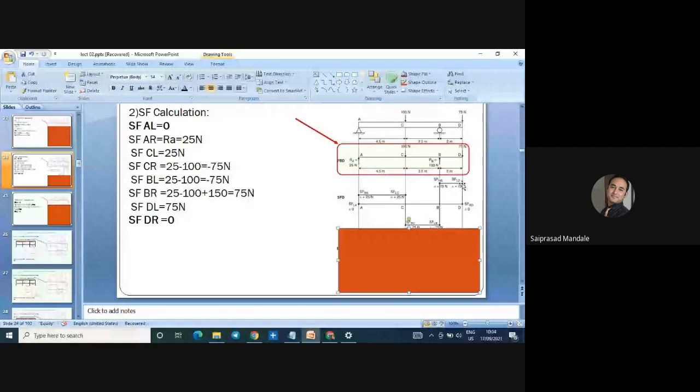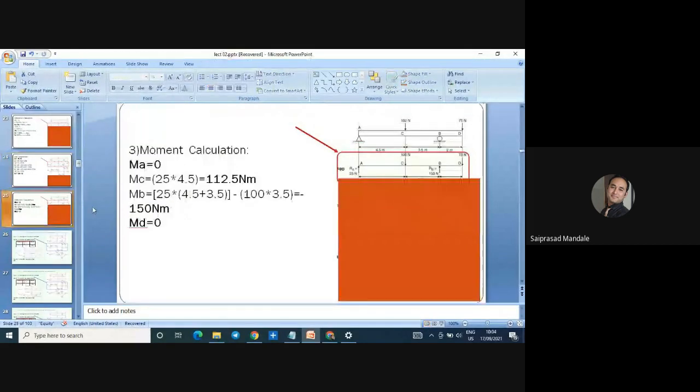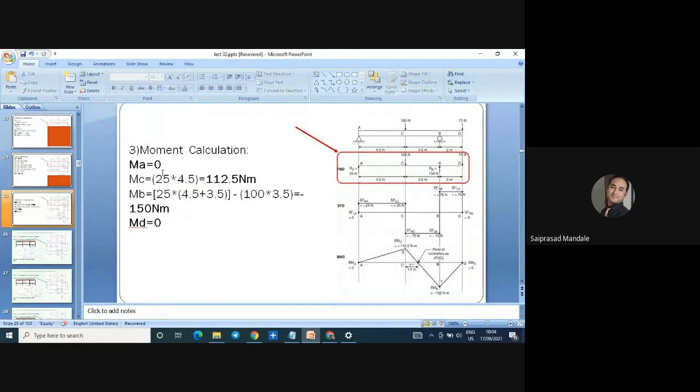This is the bending moment diagram. This is the shear force diagram for this plane. Now, bending moment diagram. Moment at A is 0, moment at D is equal to 0. Moment at C, this is C point, so I have plotted 1125. Correct, it is the correct answer.